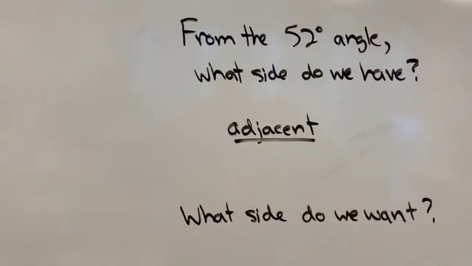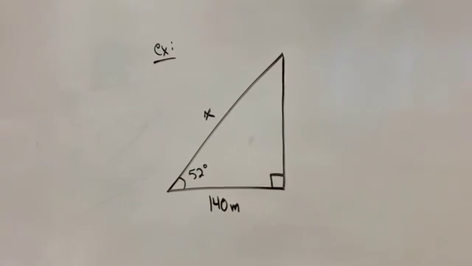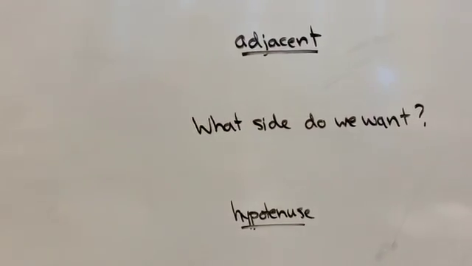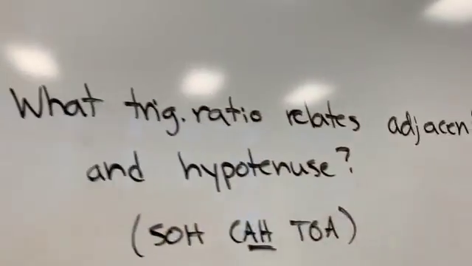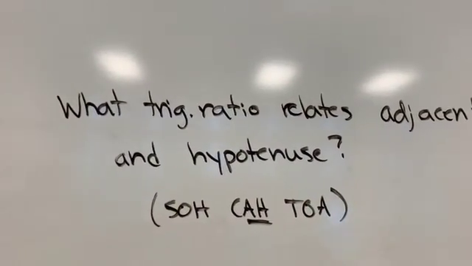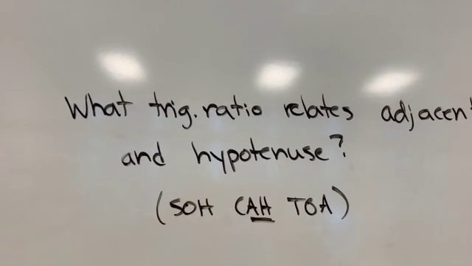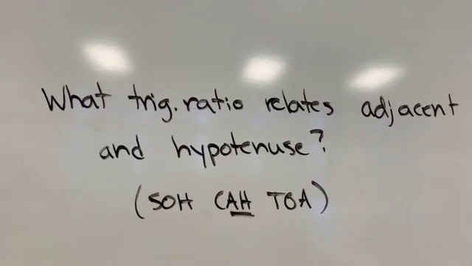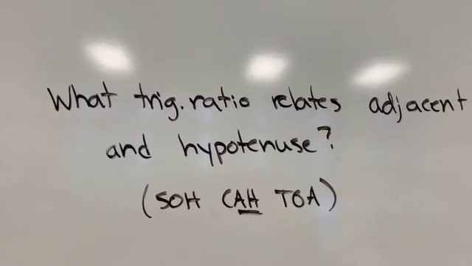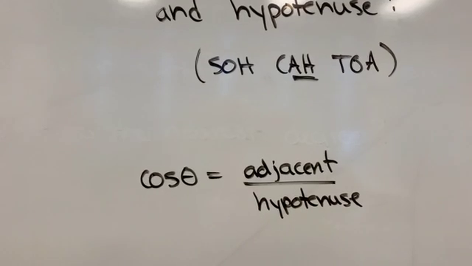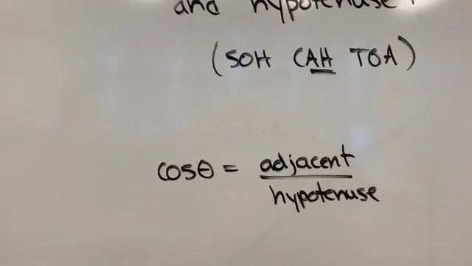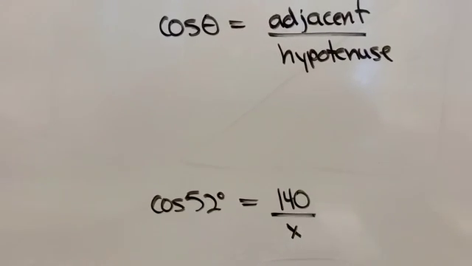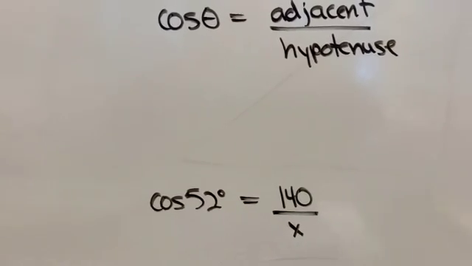Now, what side do I want? If I look back at that picture, it looks like I want the hypotenuse. So your next question is, which of the trig ratios relates adjacent and hypotenuse? You can look at your formula sheet, or if you're using that SOHCAHTOA business, to remember adjacent and hypotenuse is related to cosine. Cosine is equal to adjacent over hypotenuse, and so for this particular triangle, cosine of 52 degrees is equal to 140 meters divided by x.